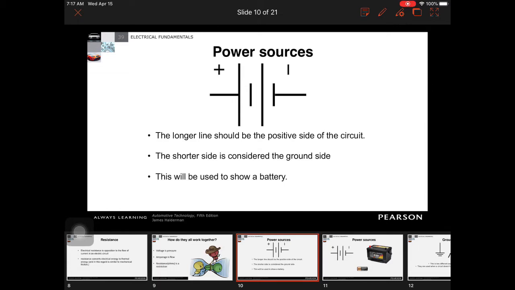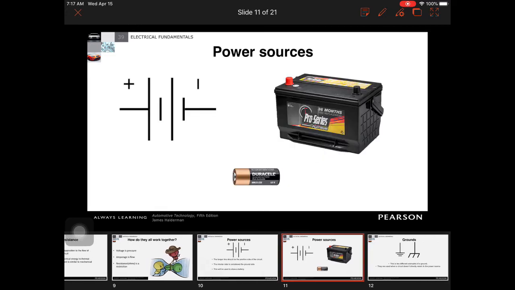Sometimes they don't do this perfectly. They will use a battery symbol in place of any kind of a load, but for our purposes, you know, a power source is a power source. So really, realistically, this is going to be a battery.